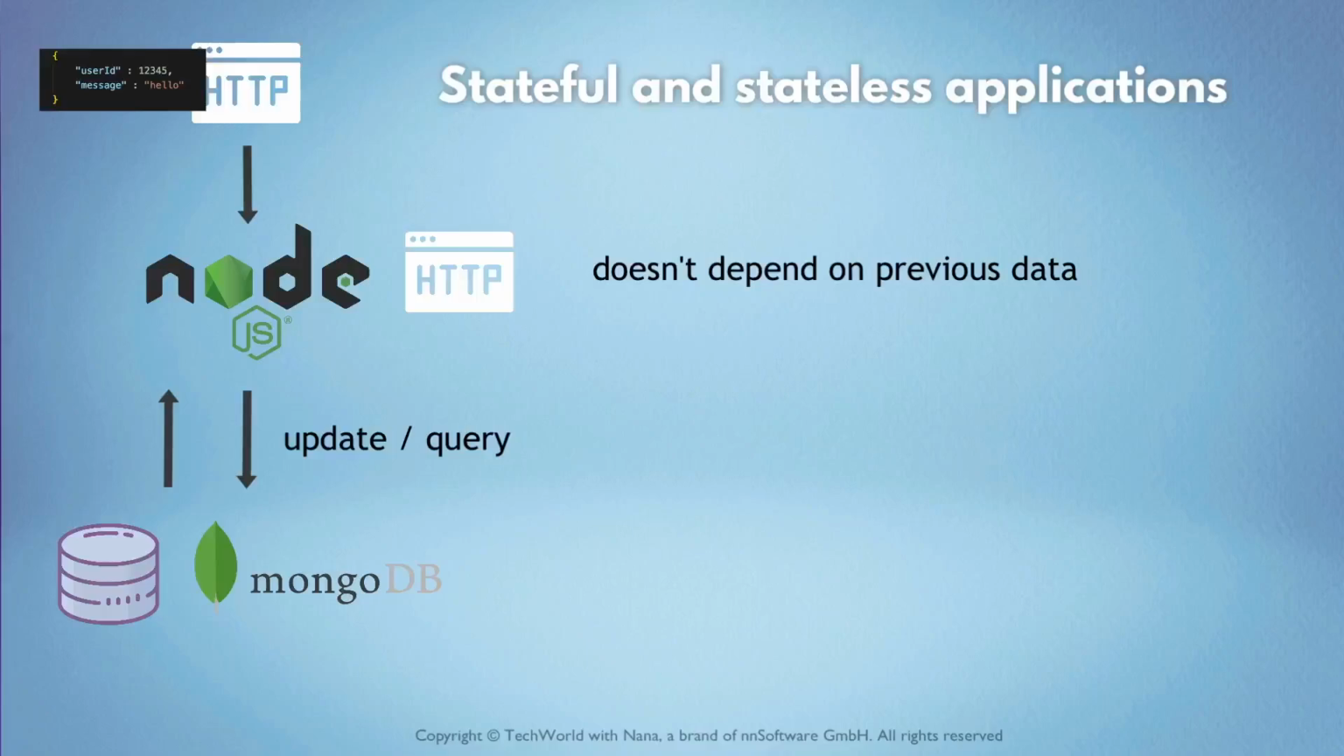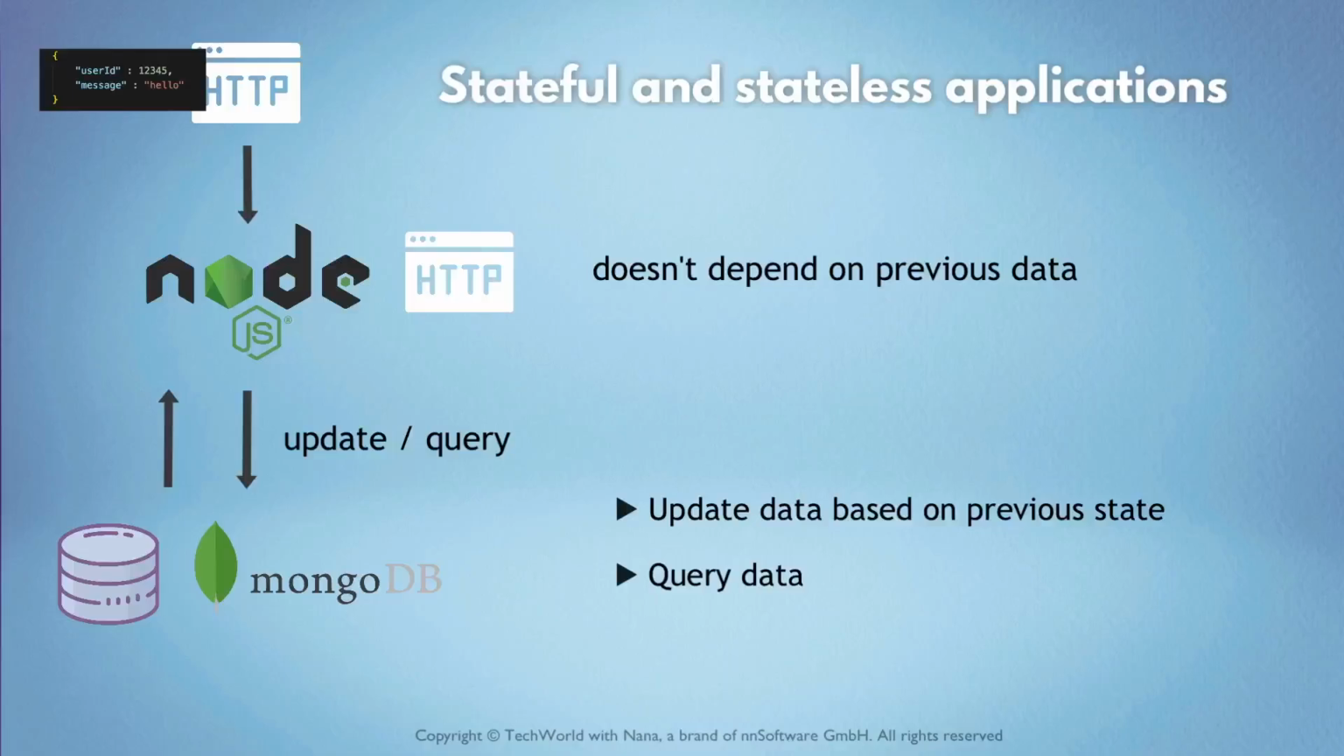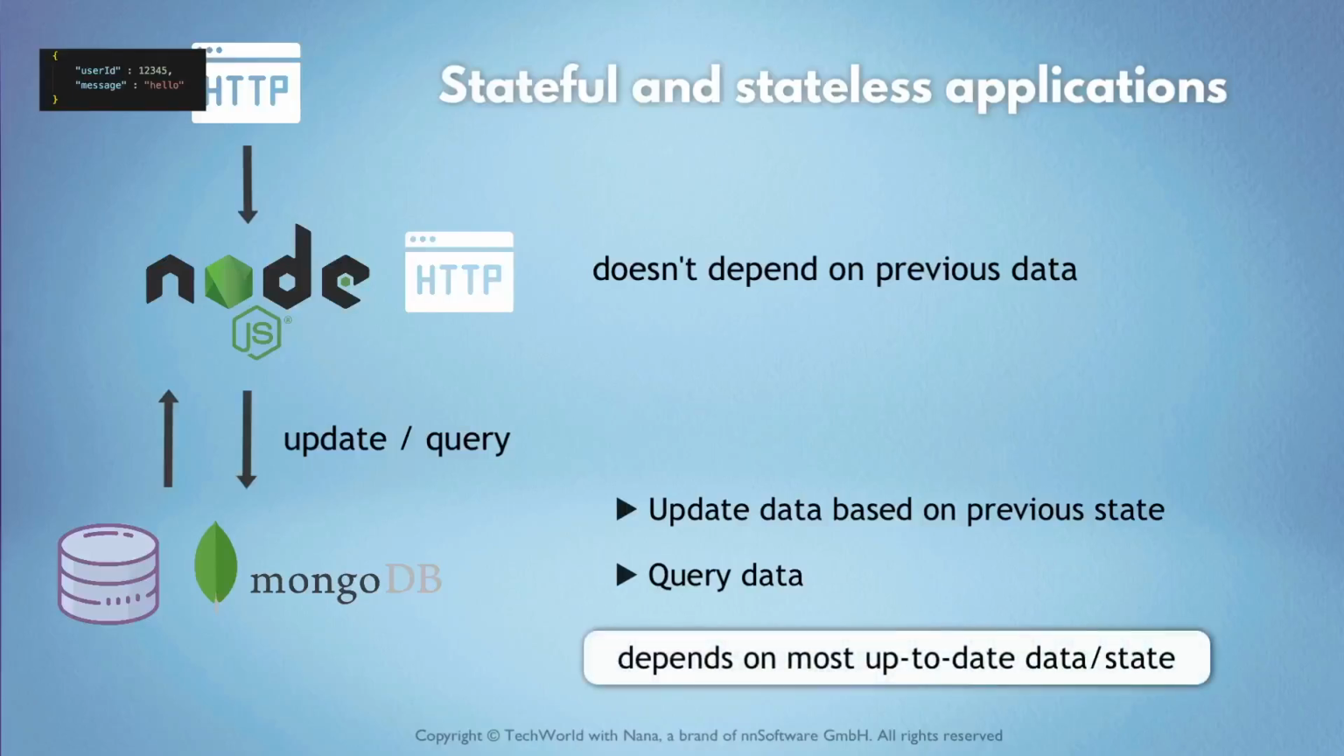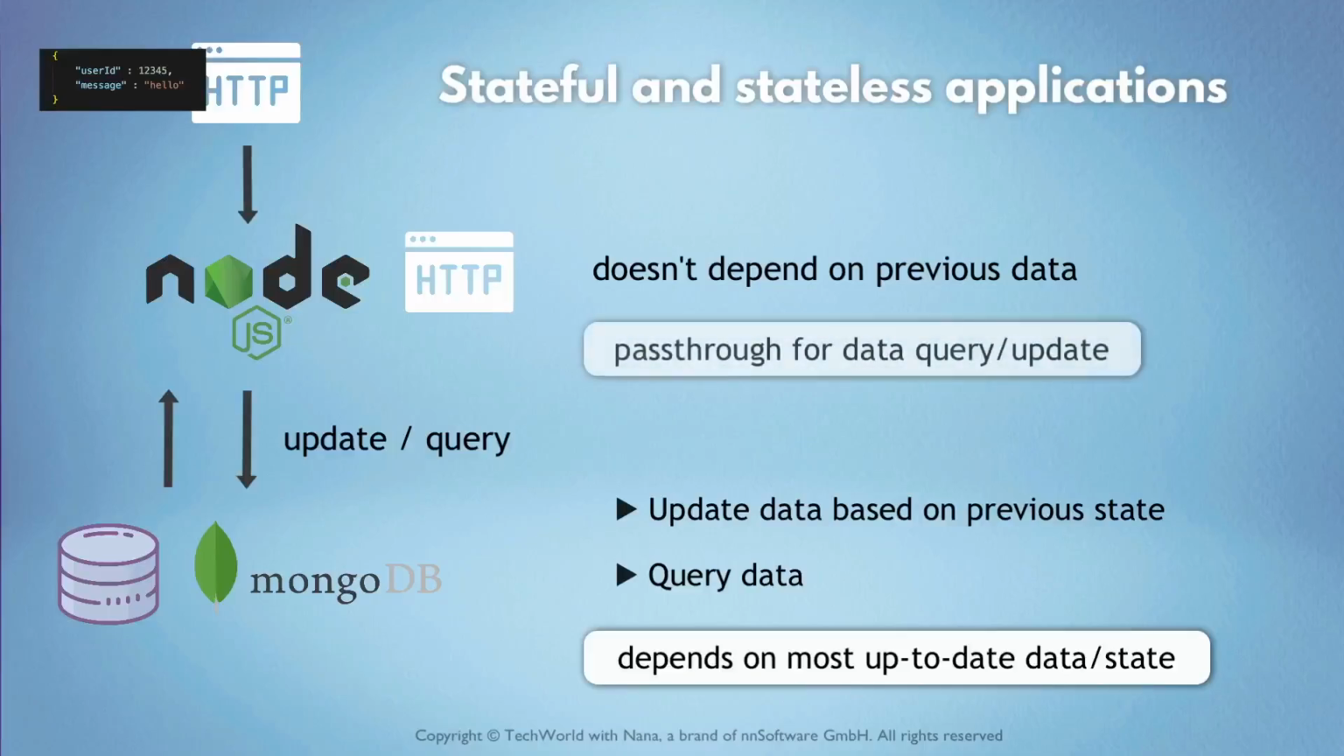So when Node.js forwards that request to MongoDB, MongoDB will update the data based on its previous state or query the data from its storage. So for each request, it needs to handle data and obviously always depends on the most up-to-date data or state to be available. While Node.js is just a pass-through for data updates or queries, and it just processes code.